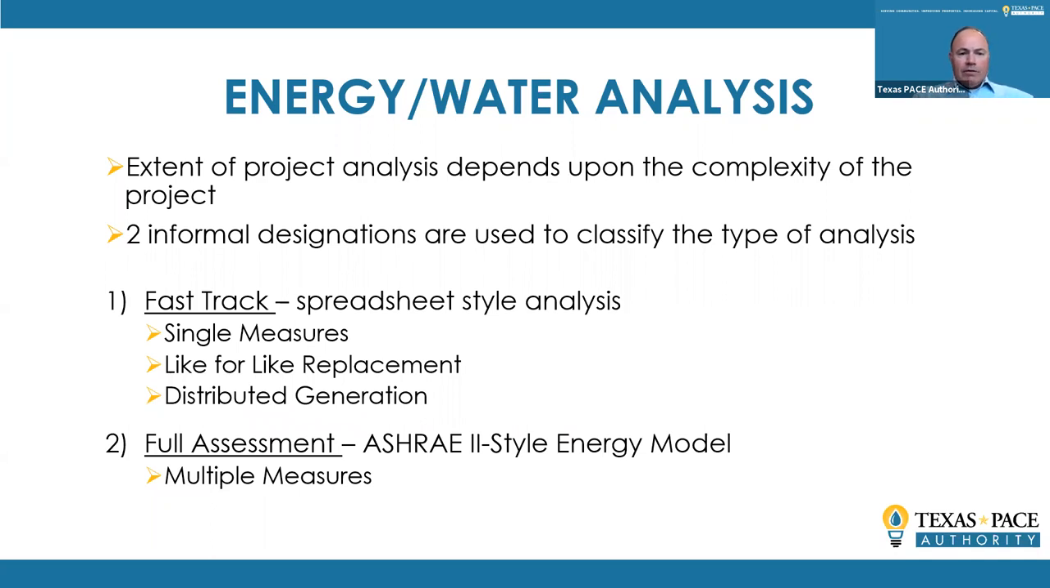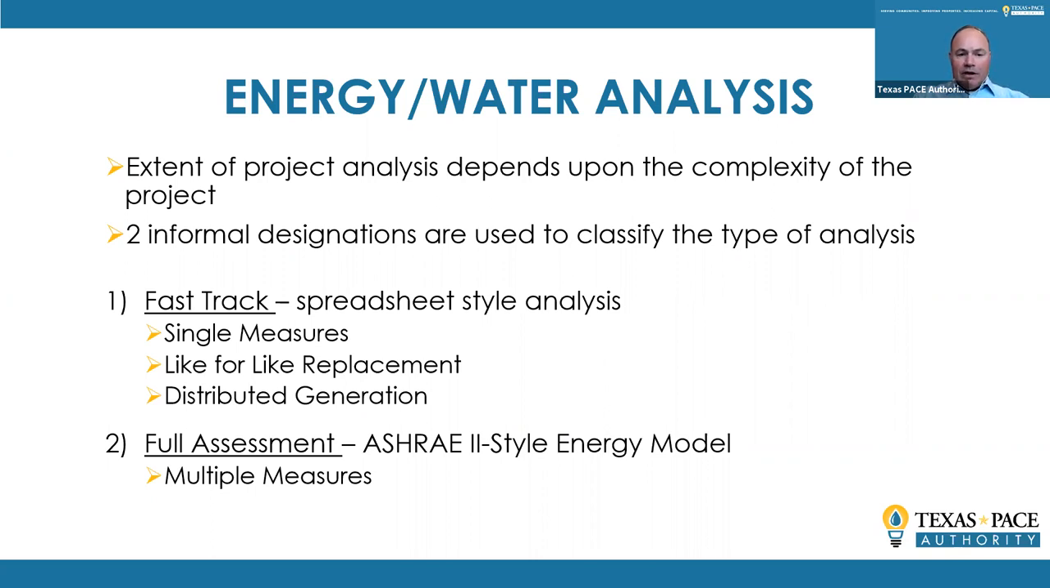Depending on the nature of the project, that's going to determine how in depth and how detailed this analysis will be. So we have sort of two general categories. One, we call it fast track, and this is really kind of a spreadsheet, a desktop type analysis. You're looking at one-to-one replacements, distributed generation like solar, where it's fairly straightforward to calculate what the expected energy production from that system will be.